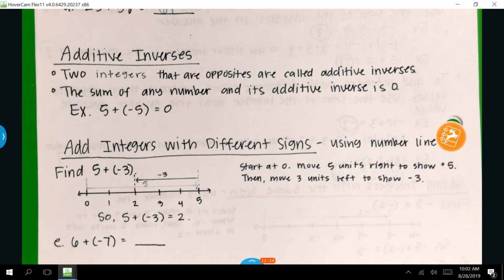Okay? So just like if I had negative 7 plus 7, you get 0. Okay? 100 plus negative 100, you get 0. Okay?